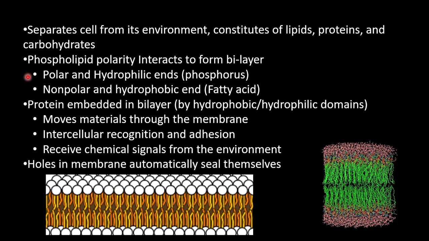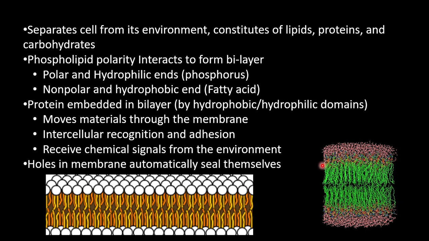Phospholipids have two sections: polar and hydrophilic ends, phosphorus, and nonpolar and hydrophobic ends, fatty acids. The proteins embedded in the bilayer move materials through the membrane, and help with intracellular recognition and adhesion. They receive chemical signals from the environment, and holes in the membrane automatically seal themselves.